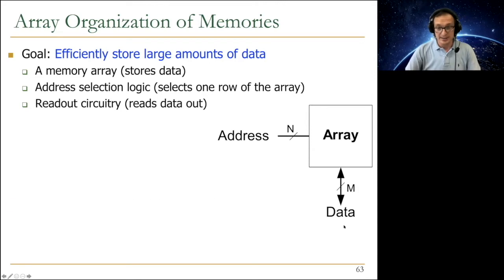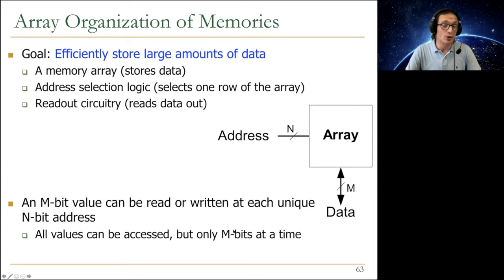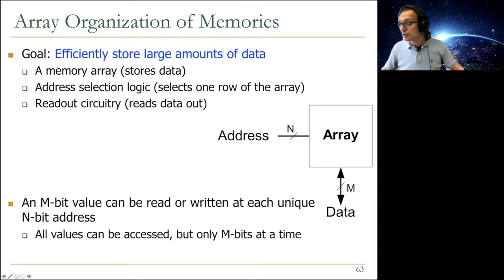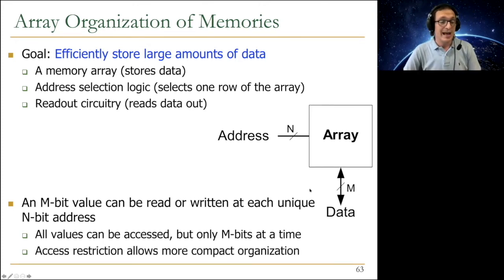So in this particular case, an m-bit value can be read or written at each unique n-bit address over here. All values can be accessed, but only m bits at a time. So even though you may be storing gigabytes and gigabytes, you write and read only m bits at a time. And the access restriction allows a more compact organization in the end, because you're not able to access everything at the same time, as that requires huge porting, clearly.